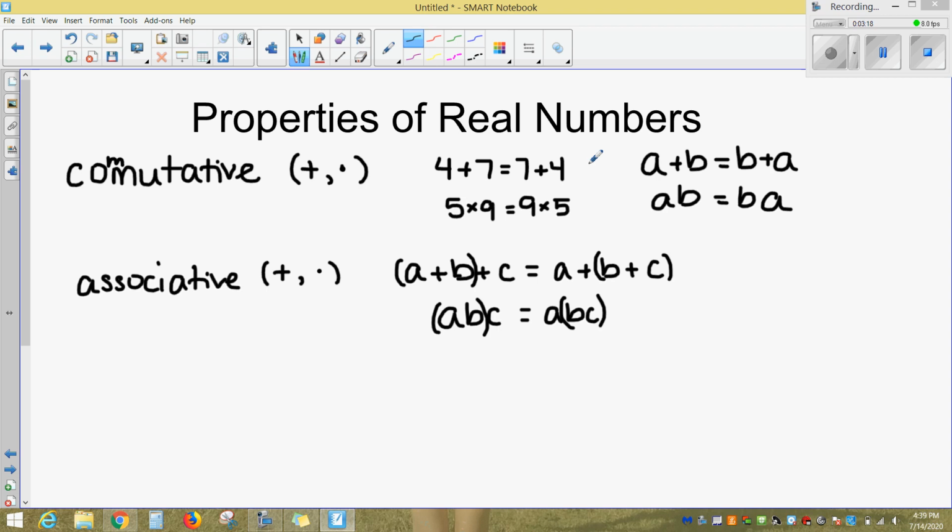Understand that with either of these properties here, it does not work with subtraction. 4 minus 7 is not the same as 7 minus 4. It also does not work with division. 5 divided by 9 is not the same as 9 divided by 5. We can only flip-flop the order if we're adding or if we're multiplying. And then again, if we extend that on to our groups.